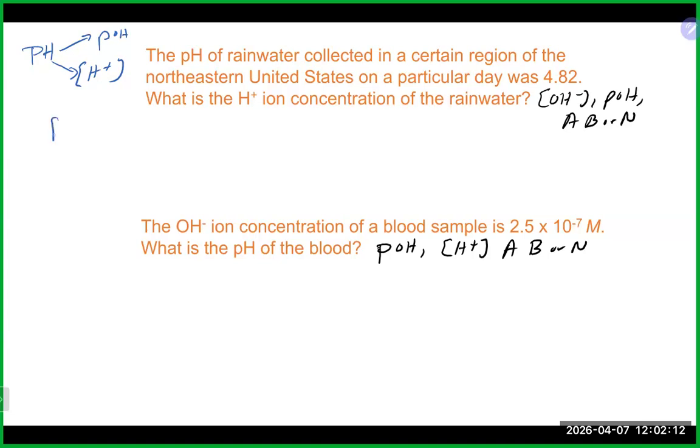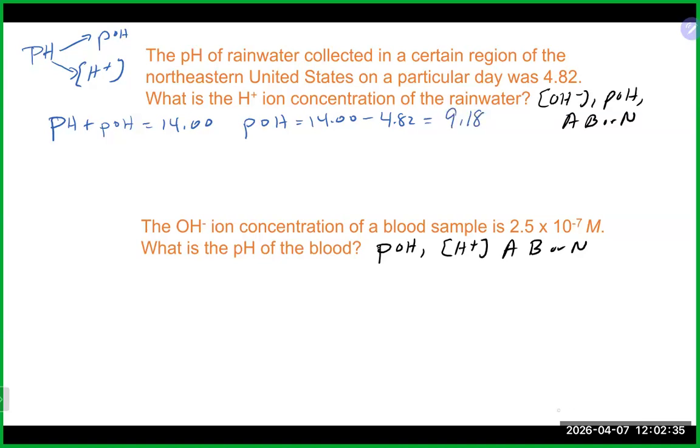So we'll do pH plus pOH is equal to 14. So pOH in this case would be 14 minus my 4.82. That's going to give me a pOH, if I don't throw my calculator too far, of 9.18.